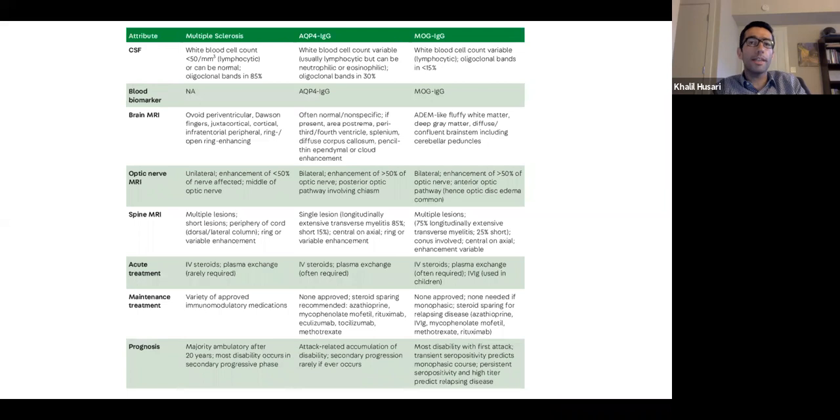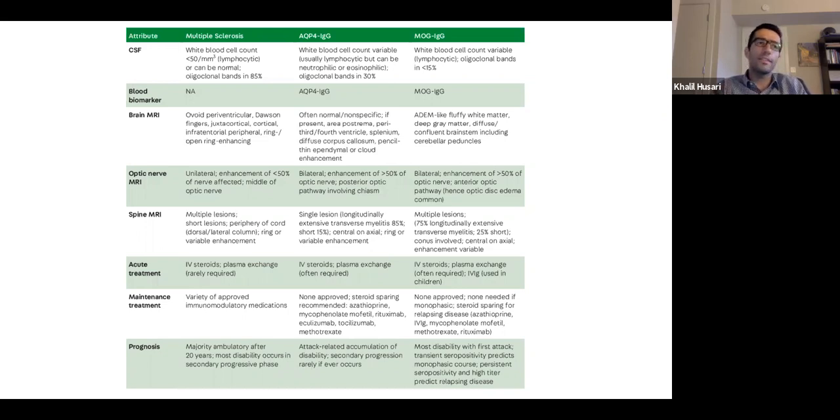The brain MRI can be normal in NMO because remember, it's neuromyelitis, and it's optica, so it's usually the eyes, the spinal cord, and maybe the brain stem. It will give you that. And the acute treatment, they are all approximately the same. You'll get IV steroids, plasmapheresis, and perhaps IVIG.